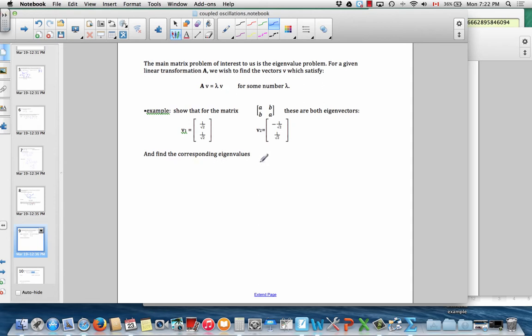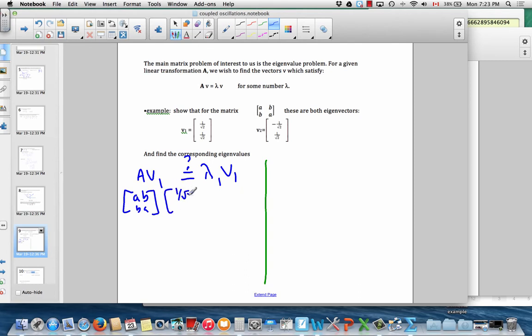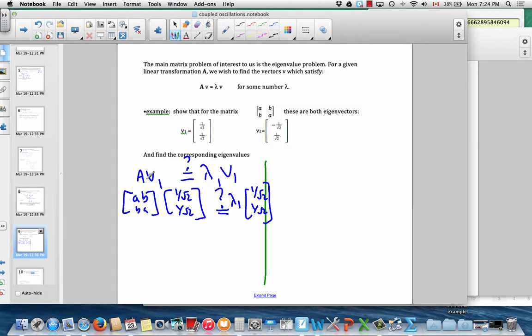So let's just divide the page in half here. And then we'll do the first vector on this side. So if we multiply the matrix A, which has the form A, B, B, A, by this vector, 1 over root 2, 1 over root 2, do we get some constant? So does it equal some constant times the same vector? Okay, clearly I need a finer point here. So let's do the matrix multiplication.